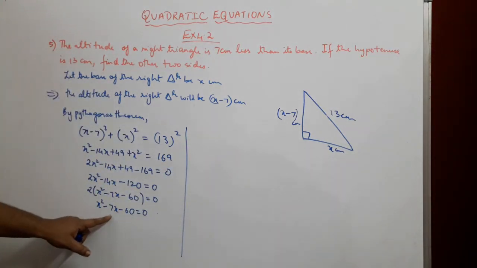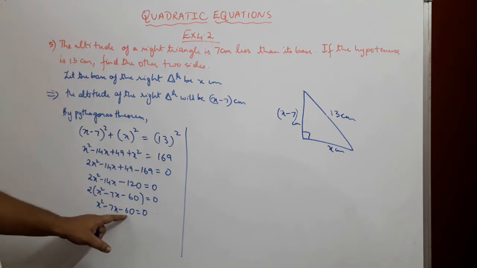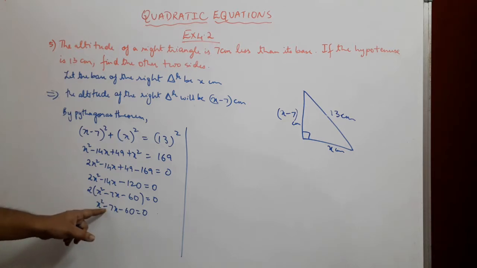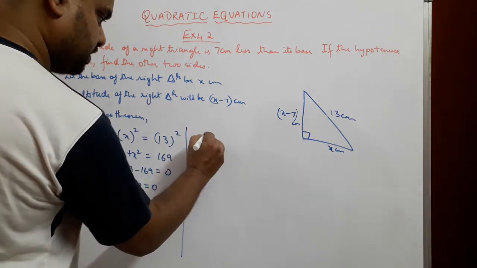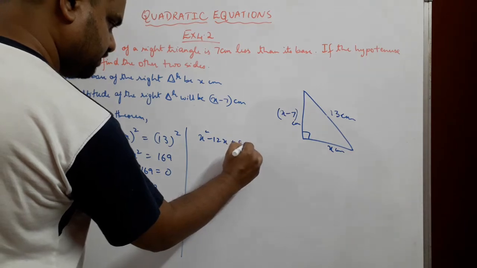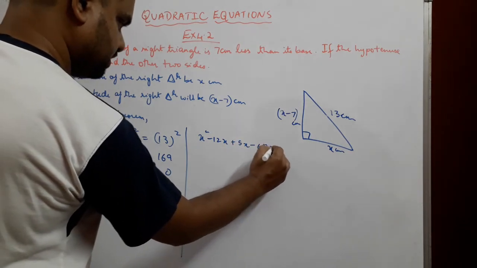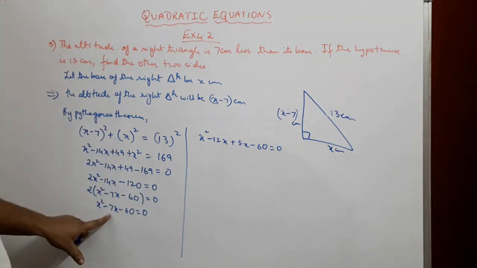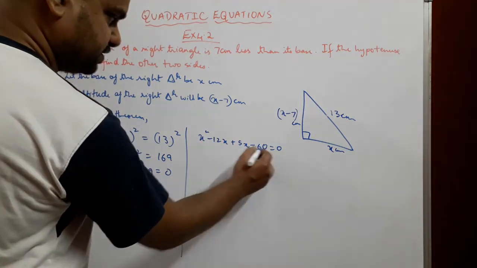We need to split the middle term. Here the middle term sign is negative and the constant term sign is also negative, which means one of the two terms will be positive and one will be negative, and the middle term sign tells you that this is the sign of the greater number. So this will become x square minus 12x plus 5x minus 60 equal to 0. Minus 12 plus 5 gives us minus 7, and 12 times 5 is 60.